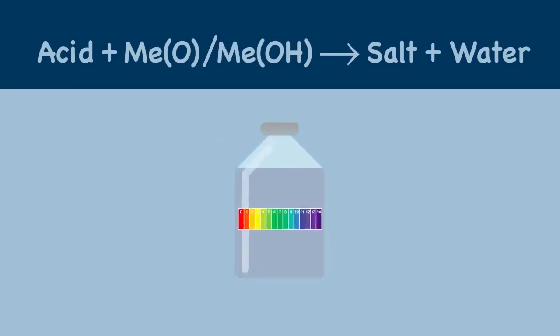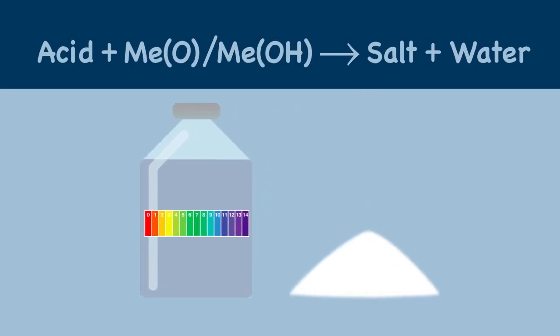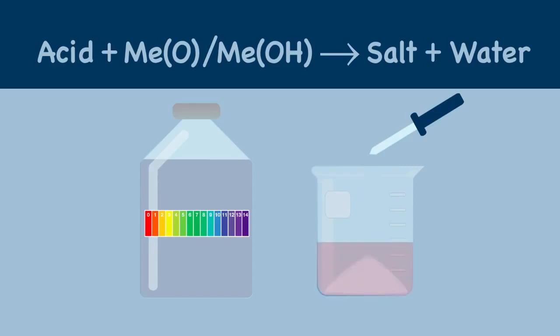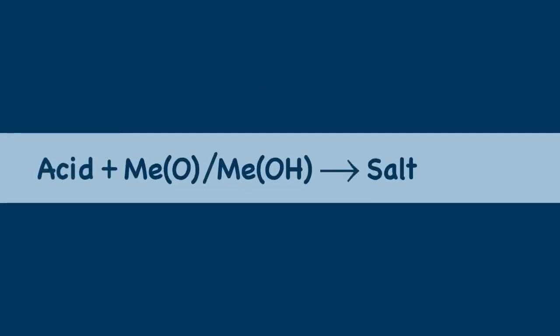You can use an indicator to show that the reaction has produced a neutral salt and water. Universal indicator is perhaps the most effective, as it changes from red through orange and yellow, and finishes at green when the reaction is complete. So in summary, acid plus metal oxide or hydroxide makes salt and water.